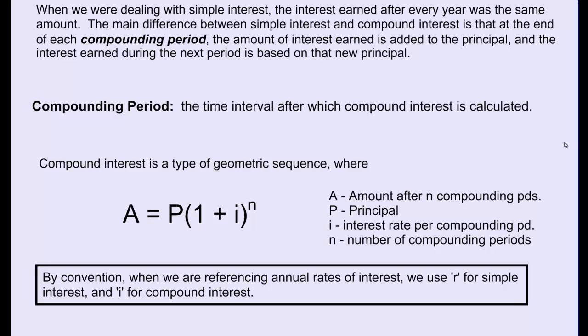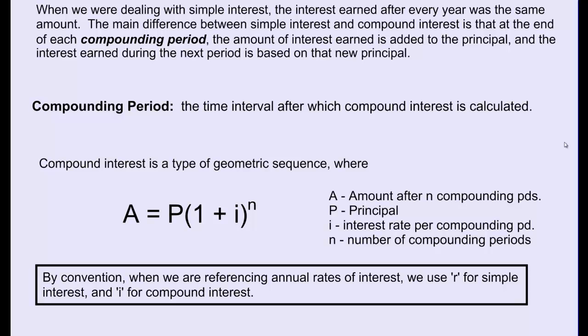We can think of compound interest just like a geometric sequence. In fact, the formula for calculating compound interest is almost identical to that of a geometric sequence. A equals P times (1 plus i) to the exponent n. There are some variables that we're using here that we used when we did simple interest, such as the A for the amount and P for the principal. But the things that are missing were the r and the t. We've replaced them with i and n.